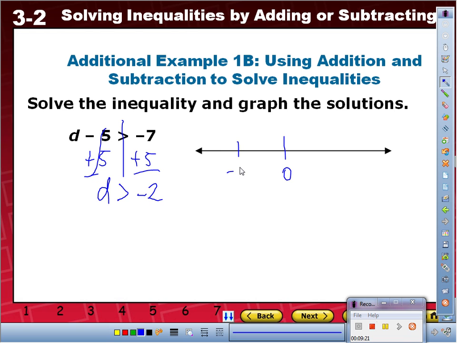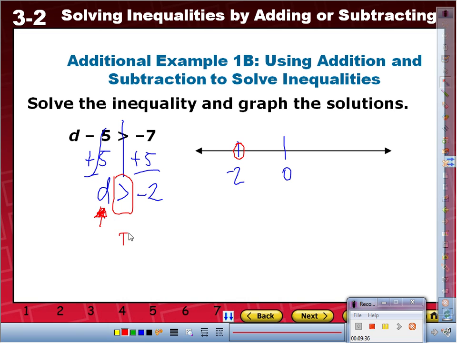Negative 2. And here, once again, I box my inequality symbol to see if it's going to be an open point or a closed point. This is an open point. So that means it doesn't include negative 2. So therefore, what numbers can I substitute in here for d that makes this true? Let's see. What number is greater than negative 2? Me, I would choose a number like 23, Michael Jordan. And if it does make it true, then I know that it's going to be shaded to the right.